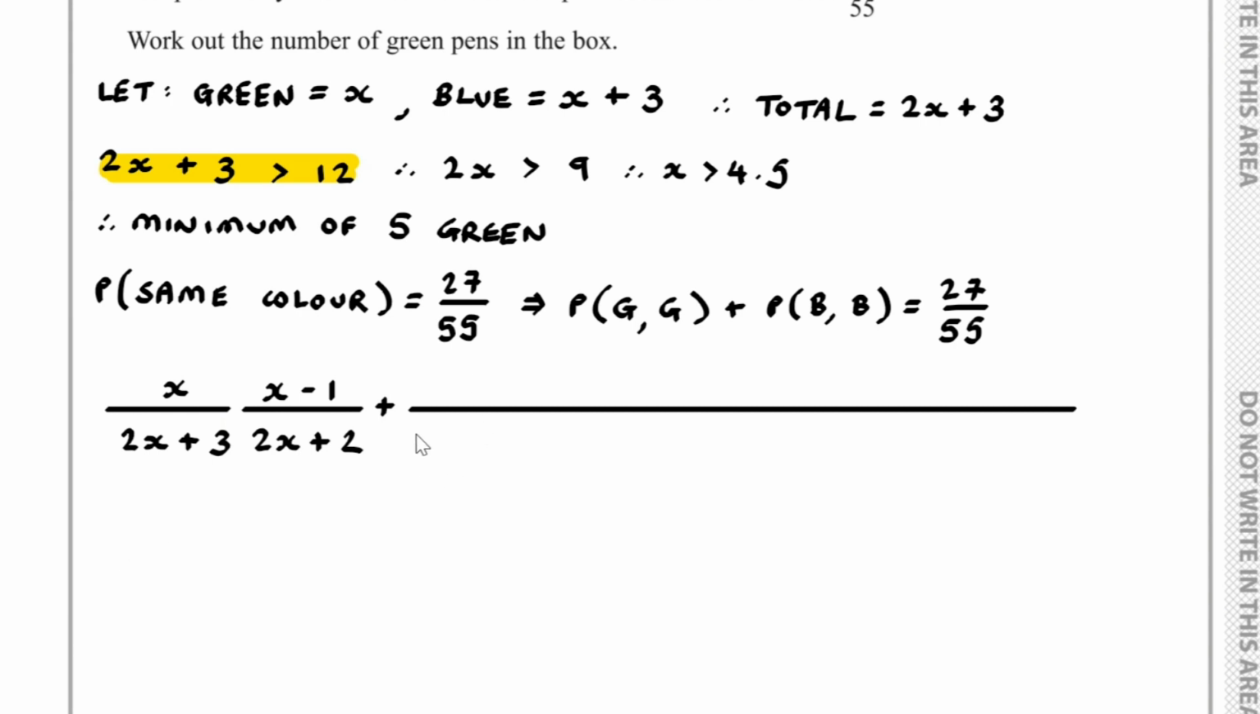Now for blue, I've got 2x plus 3 in total. And of those, how many are blue? Well, I've got x plus 3 which are blue. And if I take out one from the box, 2x plus 2 would remain. And if I take one blue out, I would have x plus 2 blue remaining. And I know that this is equal to 27 over 55.